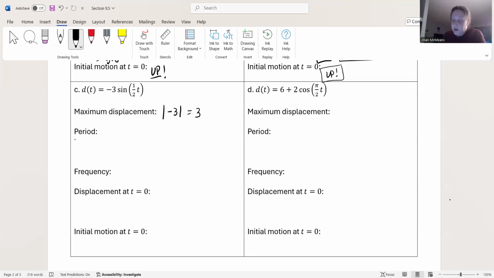Okay, now the period. We take the natural period of sine, which is 2 pi. We divide it by omega. Omega is whatever we're multiplying t by in our argument. So it's going to be 2 pi divided by 1/2. Okay, so that's really 2 pi times 2 over 1. Remember, if you're dividing by a fraction, the way we deal with that is we multiply by the reciprocal. So this is really 4 pi. And remember, with our period, it's the time needed to complete one oscillation. So it's 4 pi seconds.